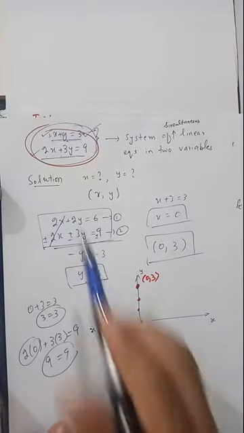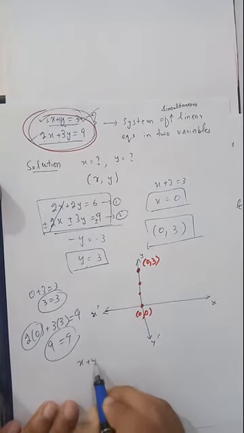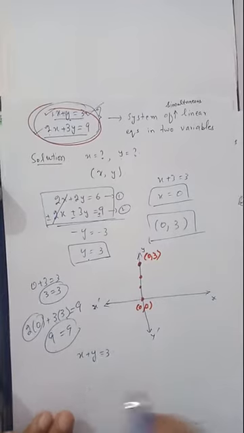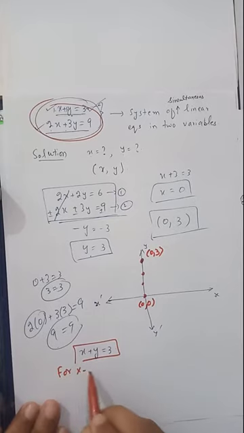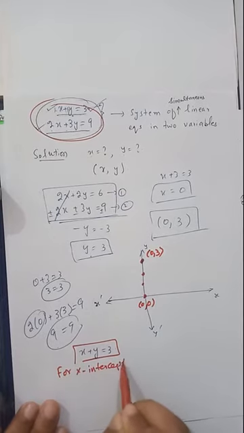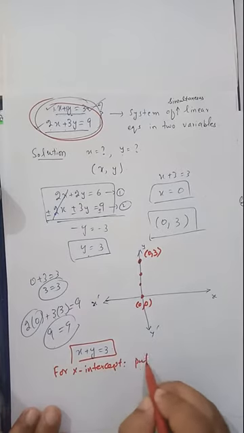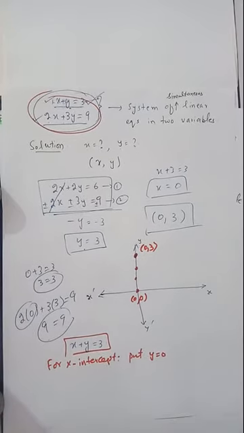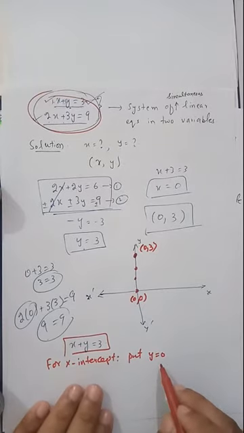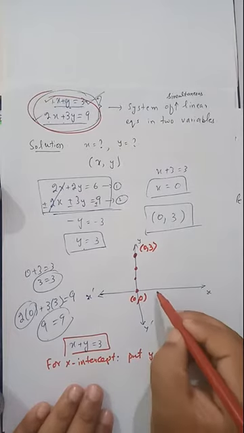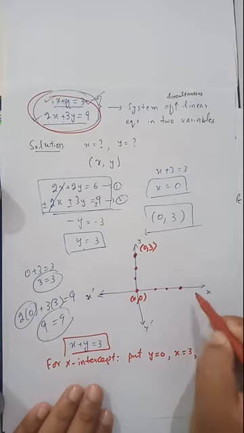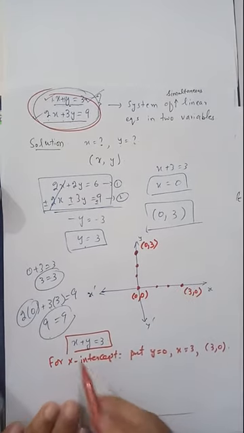Now I am drawing the graph of these two equations. How can I draw the graph of x plus y equals 3? You need to find the x-intercept. So for the x-intercept, put y equal to 0, because the x-intercept means the point on the x-axis, which is the point of intersection with the line. So you will get x equal to 3. So (3, 0) is the x-intercept. Let's say this is 1, this is 2, this is 3. So this is (3, 0), the x-intercept for this line.